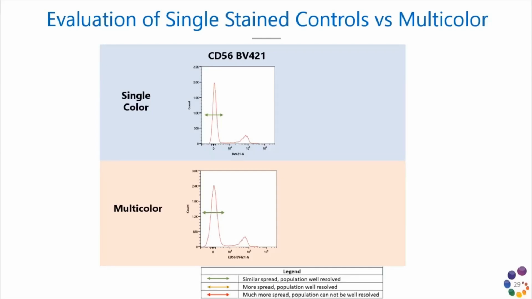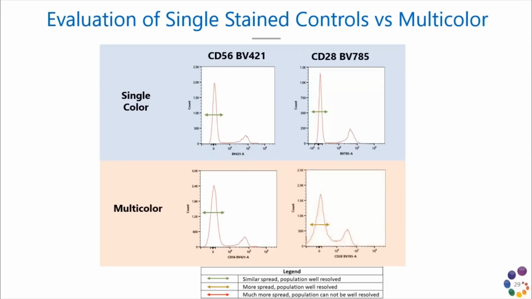If we look at another example, say CD28 BV785, here's how the single stain control looks, and here's how the multicolor tube looks. For this one, we get a little more spreading of the negative, and we are starting to lose that nice clean separation between the positive and the negative cells compared to what we are seeing in the single stain control. What we need to decide is if this is something we can live with. Can we still easily gate on the events that we want to see? Or is this something that we need to improve by making changes to our panel?